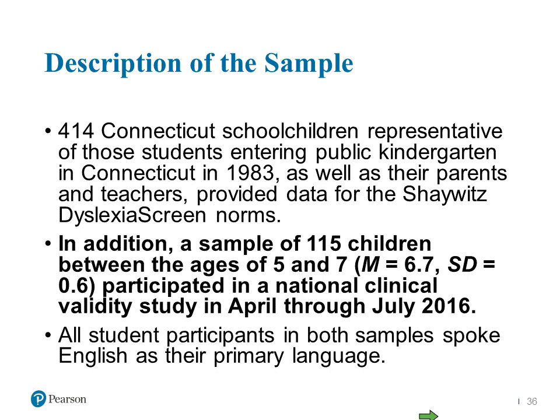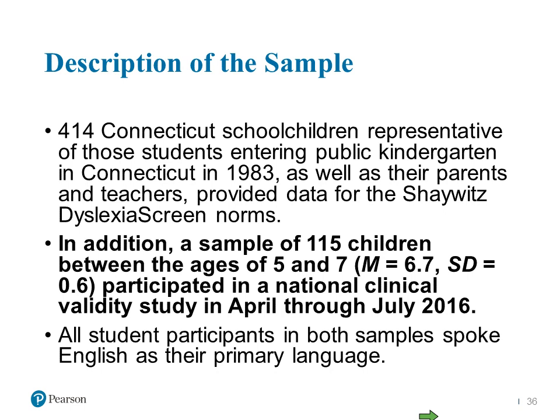So in terms of the sample, the initial sample came from Dr. Shaywitz's longitudinal study, the Connecticut longitudinal study that she started back in 1983. So there were 414 Connecticut school children that were entering public kindergarten at that time, as well as their parents, their teachers. They all provided data for the initial set of norms that Shaywitz DyslexiaScreen had.